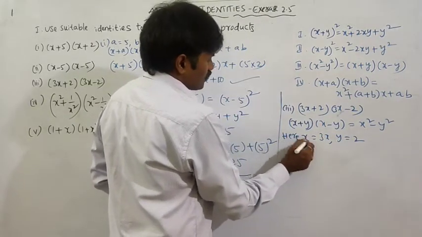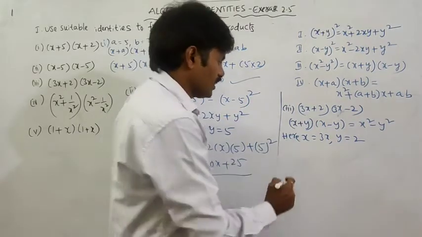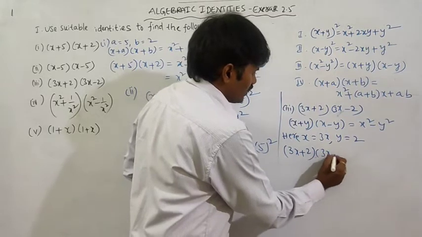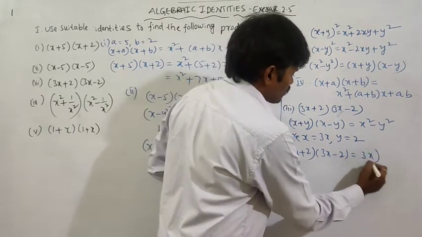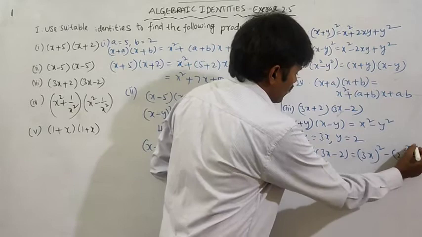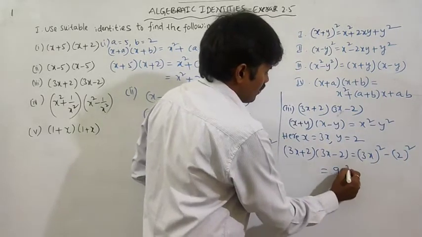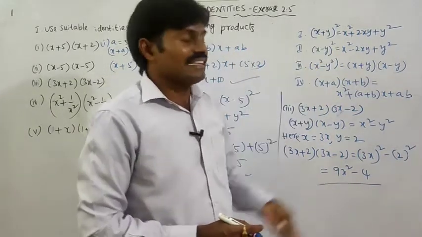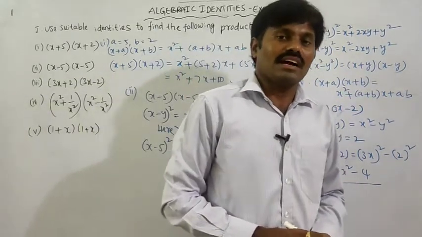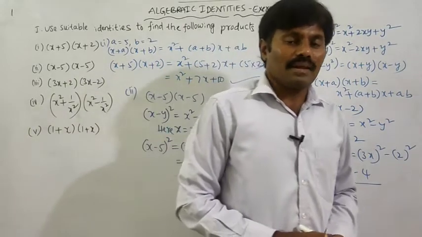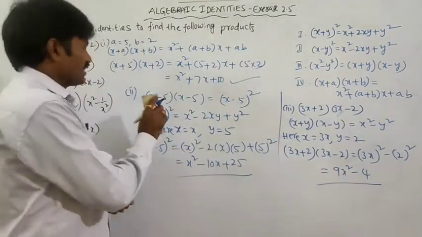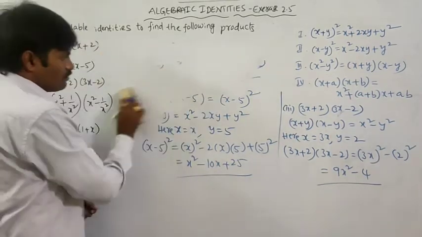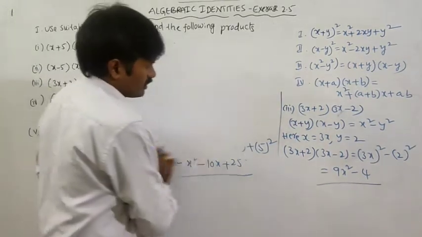Now substitute these values in this formula, then it becomes (3x plus 2) into (3x minus 2) is equal to (3x) whole square minus 2 square. (3x) whole square value 9x square, minus 2 square value 4. So we can find easily by using these identities. These are the applications of identities we already discussed in the previous class. So now I am erasing these solutions. You copy. Okay, we will discuss the fourth and fifth problems in this first bit.